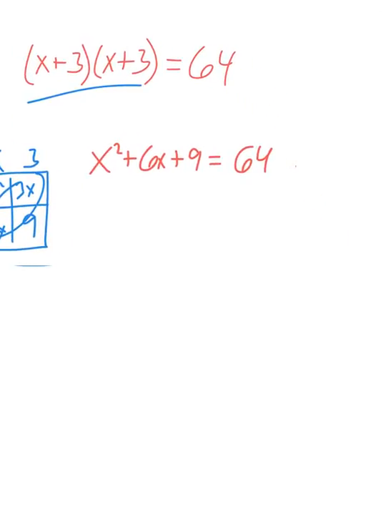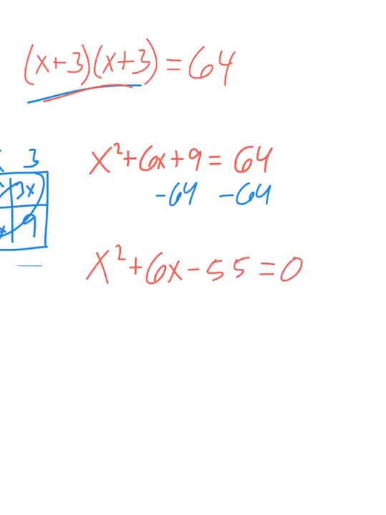And again, now you kind of see why I do have to multiply this out first, because then I've got to move my 64 over and get it set equal to 0. But it's going to make a difference, obviously, when I take 9 minus 64 to help me use whatever factors I'm supposed to have on the left side. I need to combine those constants. x squared plus 6x minus 55 equals 0.